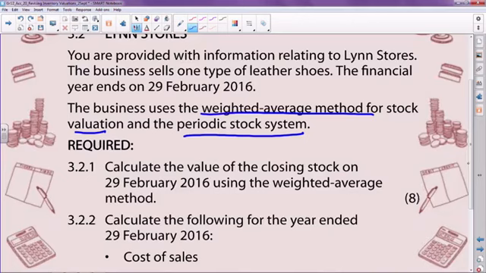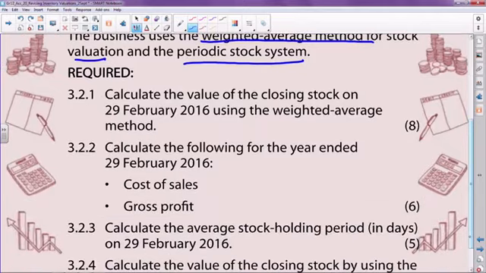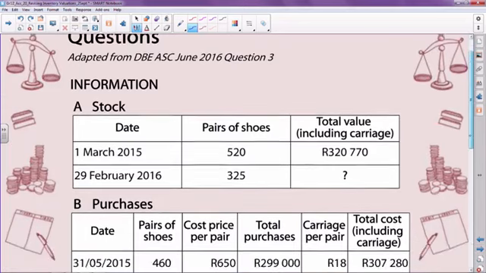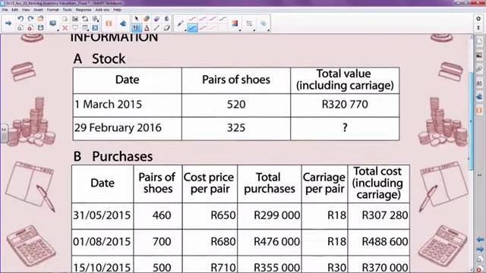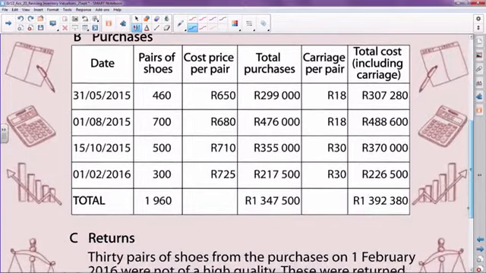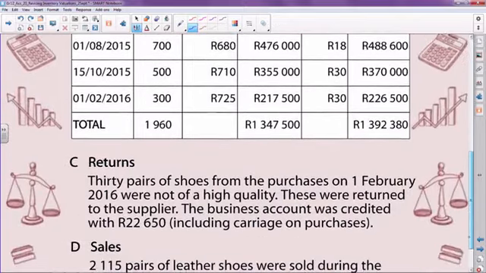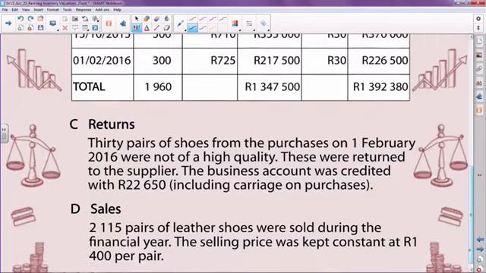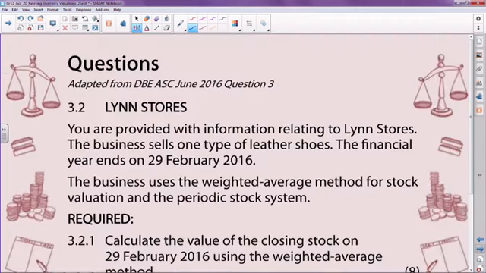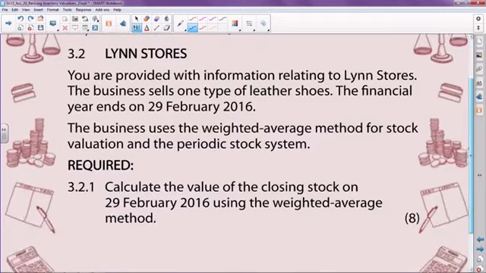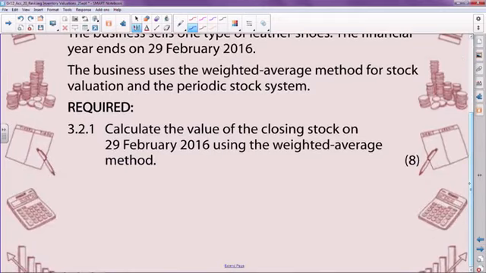Right, we are expected to calculate the following: the value of your closing stock using the weighted average method. Okay, let's go right into it and see what information we have. Right, there's the information. We've got our stock at the beginning of the year, we've got our purchases for the year, we've got our returns, and whatever other information that we need. So, we're going to calculate the value of your stock using the weighted average method.